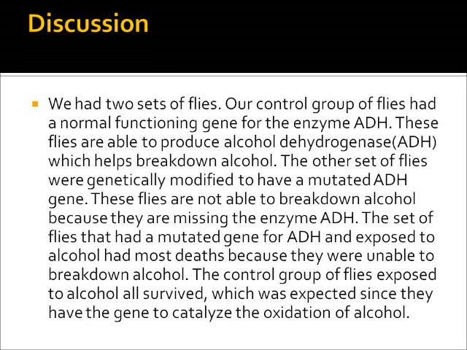So we had 2 sets of flies. Our control group of flies had a normal functioning gene for the enzyme ADH. These flies are able to produce alcohol dehydrogenase, which breaks down alcohol. The other set of flies were genetically modified to have a mutated ADH gene. These flies are not able to break down alcohol because they're missing the enzyme ADH. The set of flies that had a mutated gene for ADH and were exposed to alcohol had the most deaths because they were unable to break down alcohol. The control group of flies exposed to alcohol all survived, which was expected since they have the gene to catalyze the oxidation of alcohol.